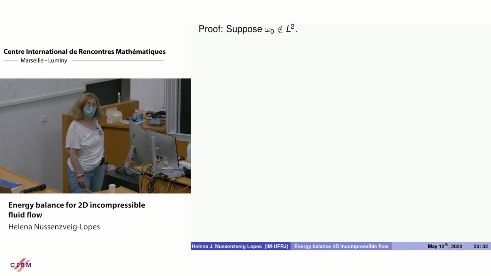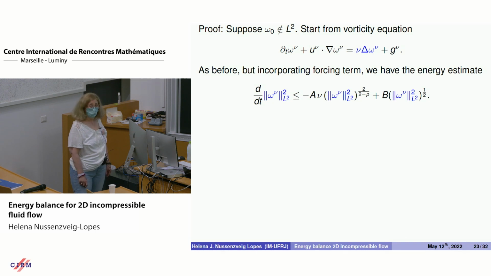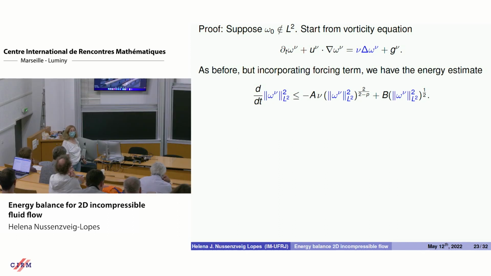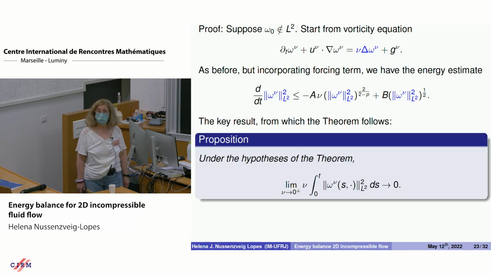Let me give you briefly the proof, because it follows the lines of the previous proof, but I need to show you what adaptations we had to make. So we start with our basic estimate for the L2 norm squared of the vorticity, which can be rewritten this way. We have the d/dt of the enstrophy bounded by minus some constant times viscosity times the L2 norm squared to the power 2 over 2 minus p. That term was already present before, plus the extra term, b times the L2 norm squared to the 1/2. That's the term that comes from the forcing. And we no longer manage to integrate this explicitly and get such a nice estimate for the behavior of the enstrophy. Instead, we simply show that the dissipation vanishes.